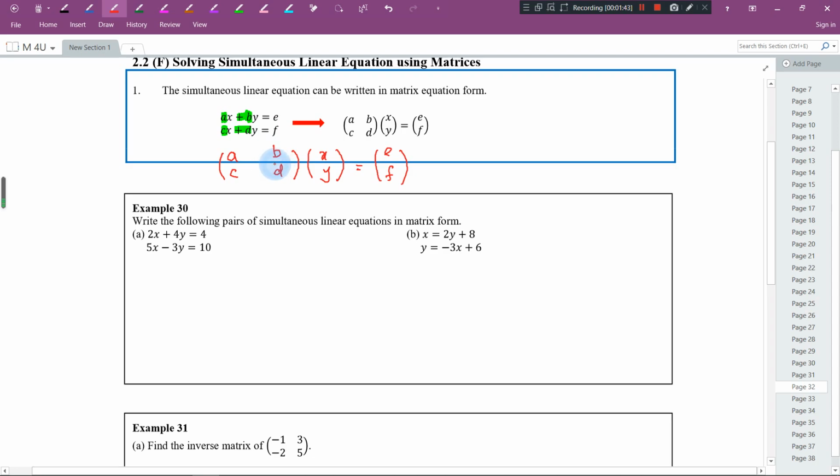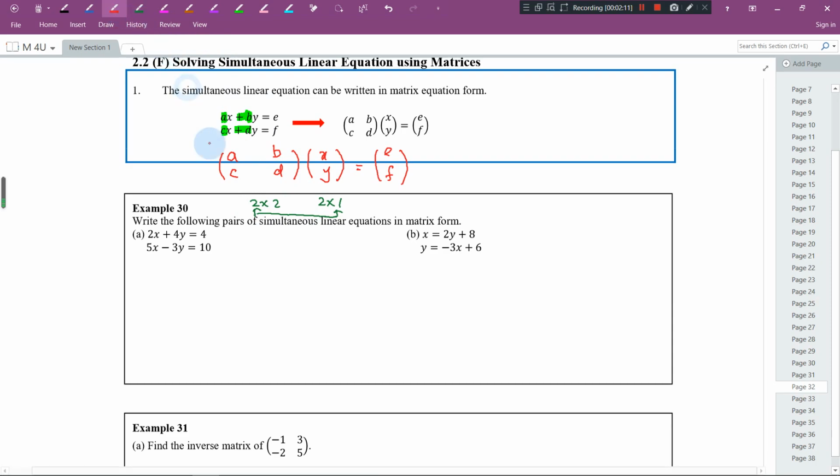But why do we need to write it this way? Why can't we just write a, b, c, d? Now, let's try to do the multiplication between these two matrices and see what we get. I hope that you still remember the process. This is a 2 by 2 matrix, and this is 2 by 1. So we know that our answer must be 2 by 1, which means 2 rows, 1 column.